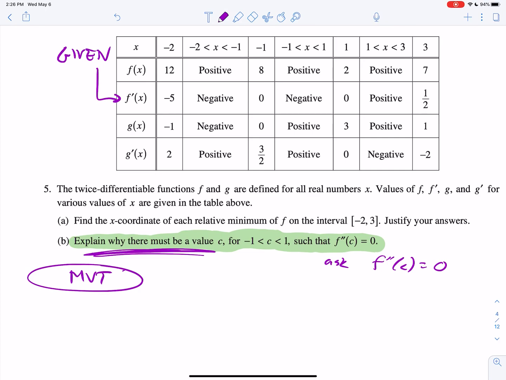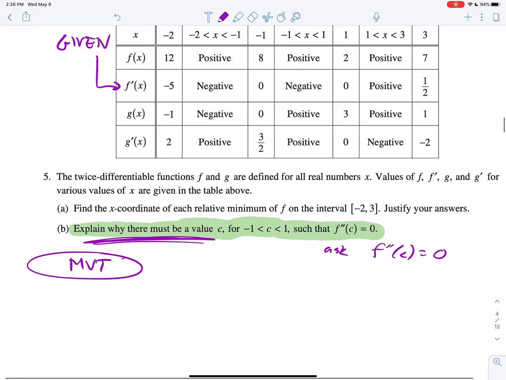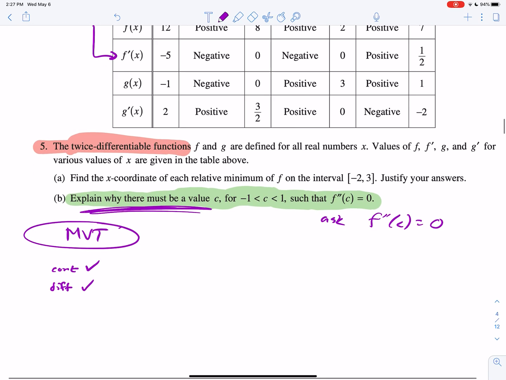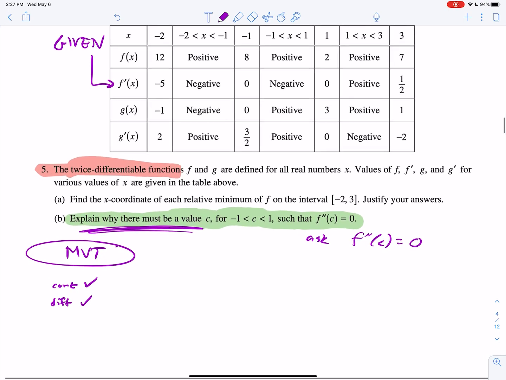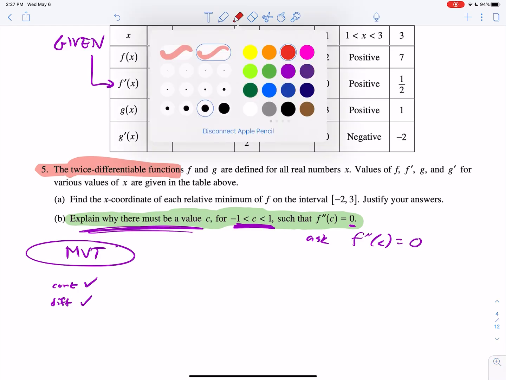So here, MVT, remember, you have to know that it's continuous and differentiable. Right away, we know that that's going to be true because of this statement here. Okay, it's twice differentiable, so it's going to be twice continuous. But that's not enough to say that, yes, it exists. We know that we can use MVT, but we have to show somewhere between -1 and 1 that the average rate of change comes out to 0. So take a look. I'll highlight it.